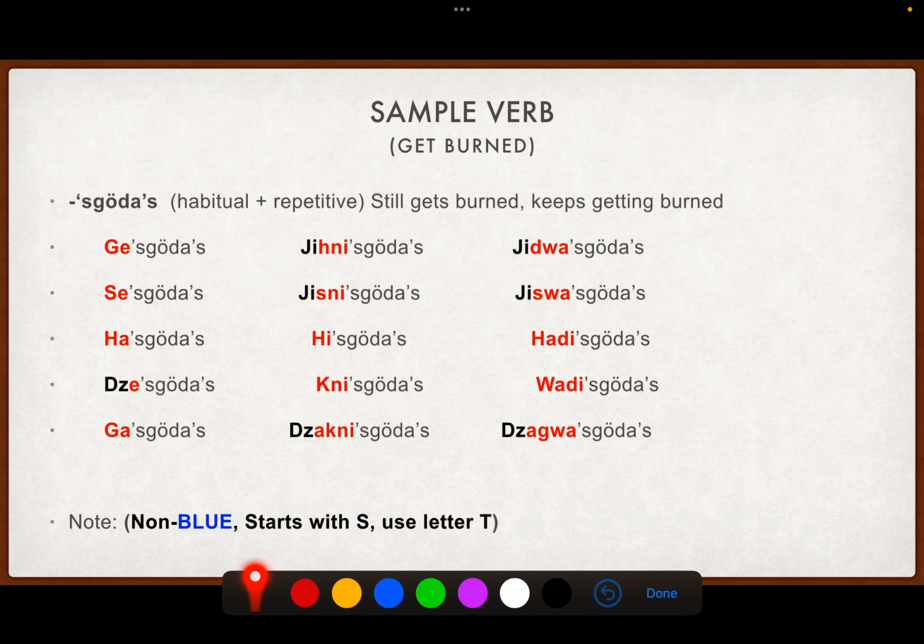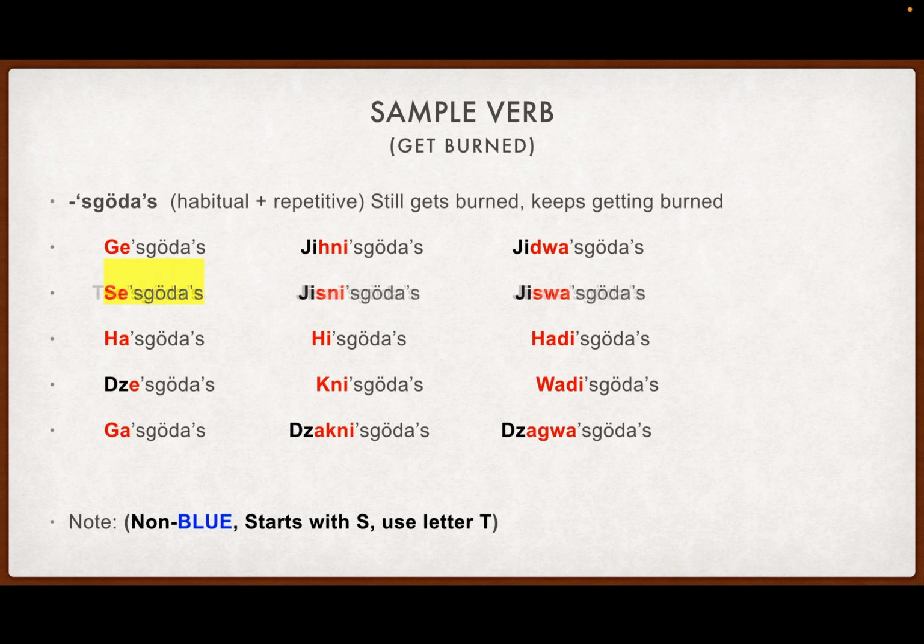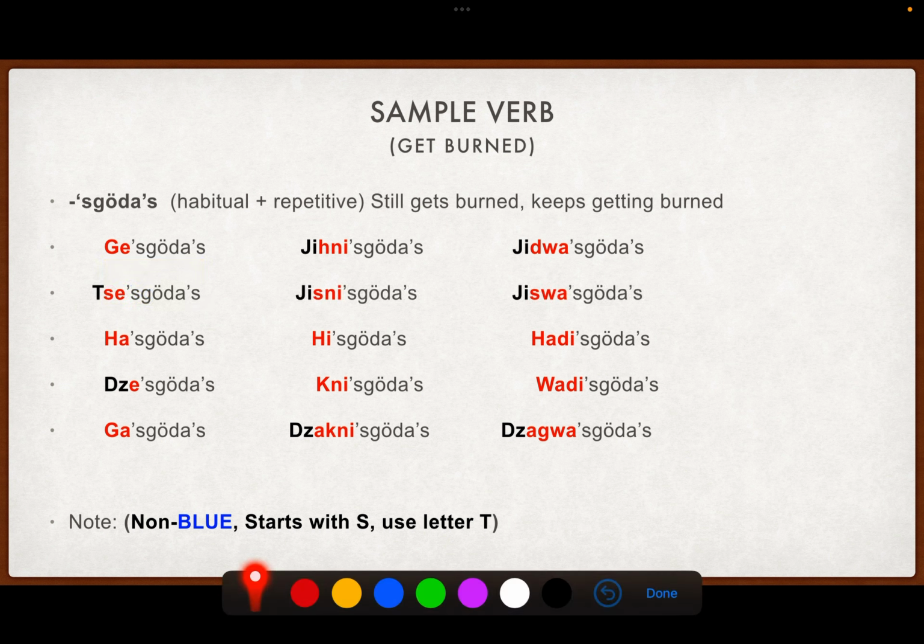Now, when we go to non-blue and starts with the letter S, you're going to use T. So the only one that starts with letter S, we'll highlight that one in a second, is you. Say. So that one starts with the letter S. So to make it repetitive, we're going to put a T in front of it. You can't put another S in front of an S, so we're going to put a T there. So we change that. Tseit skondats. So you keep getting burned, right? That's that rule for it.